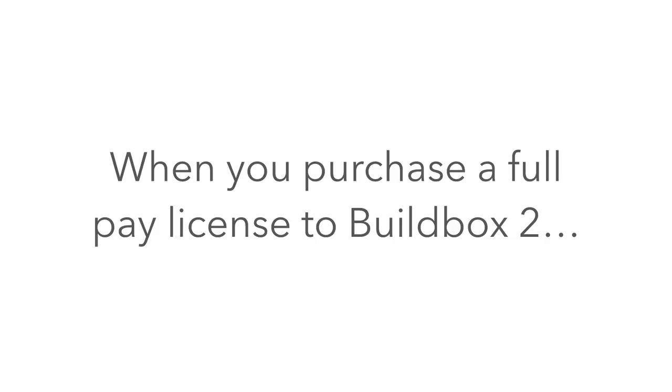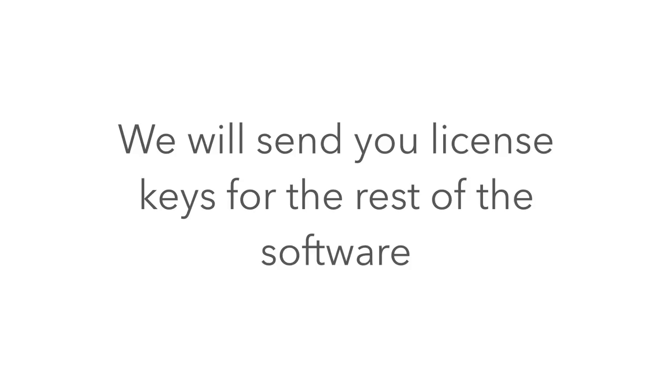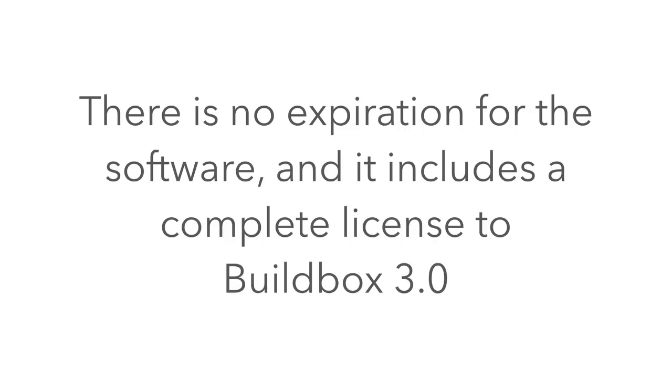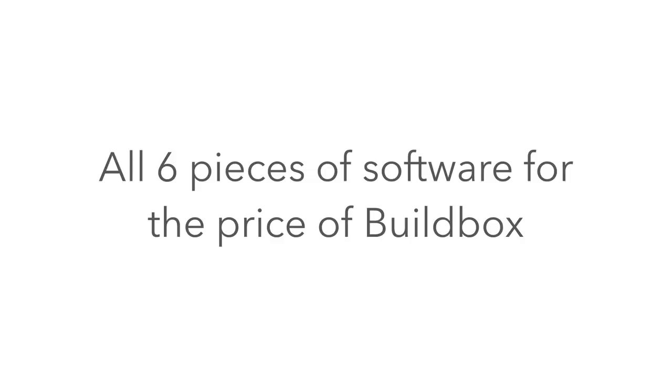So how does this work? It's pretty simple. When you purchase a full paid license to Buildbox 2, we will send you license keys for the rest of the software. That's it. There's no expiration for any of the software, and it includes a complete license to Buildbox 3.0, including the final release version and all 3.x updates. You get all 6 pieces of software for the price of Buildbox. You can order now by clicking the link below, or heading to buildbox.com.